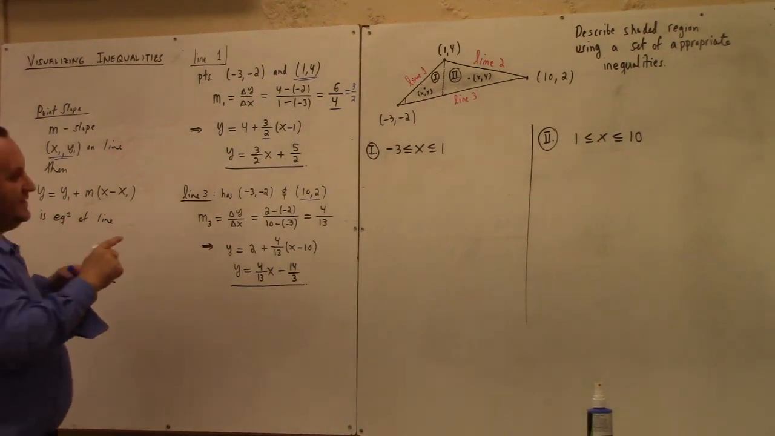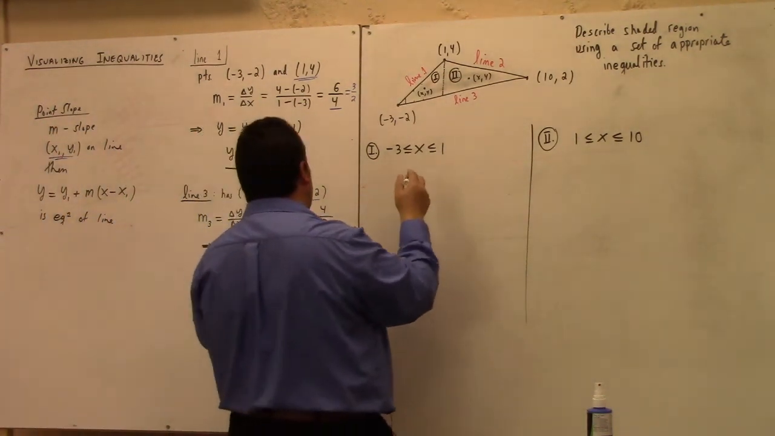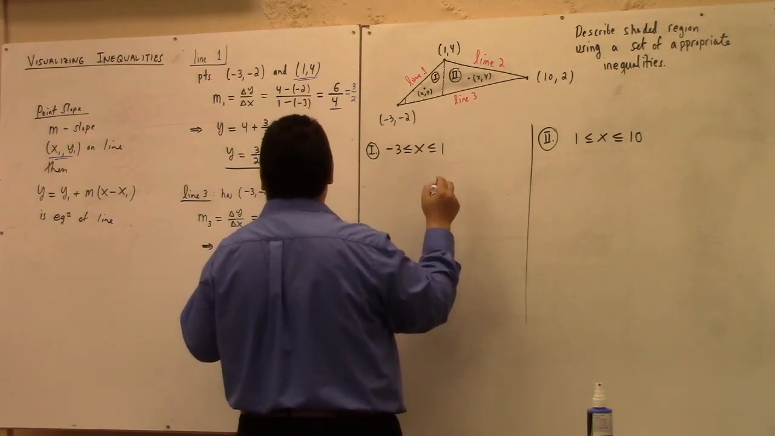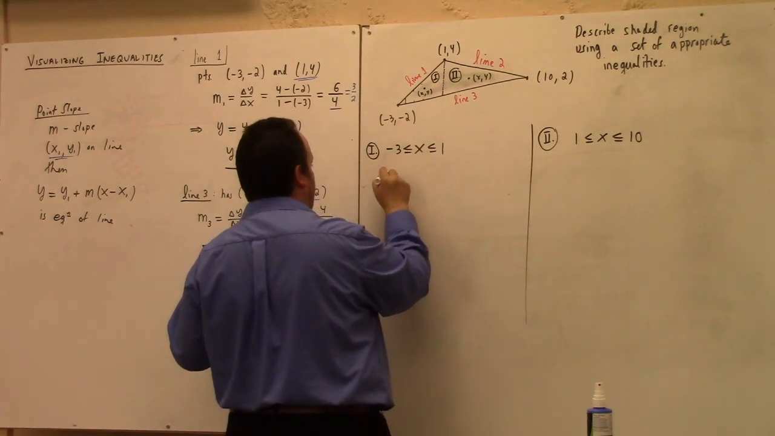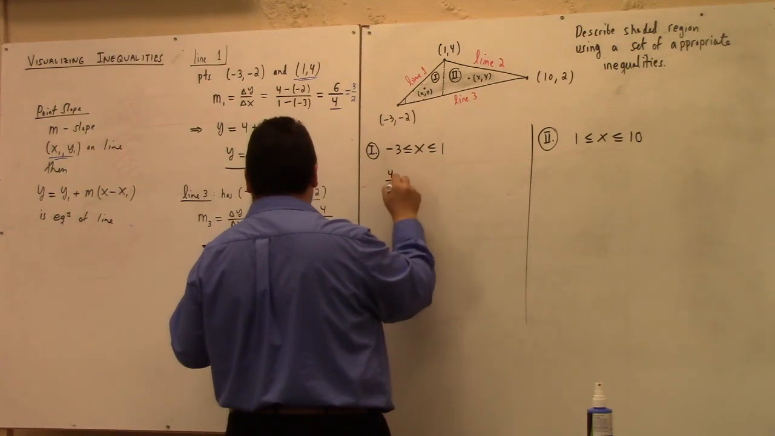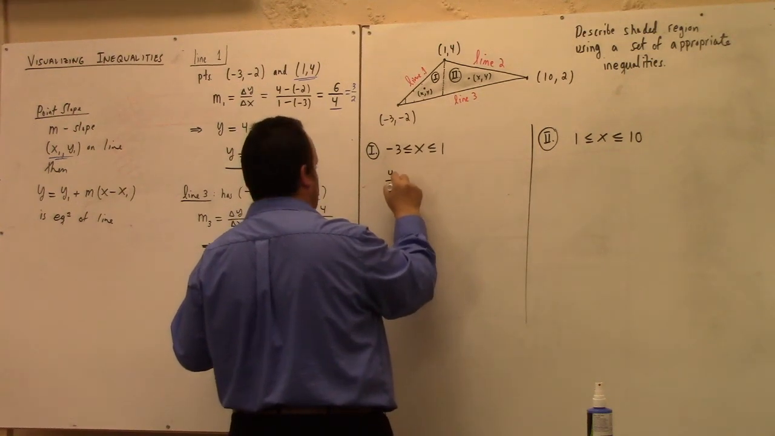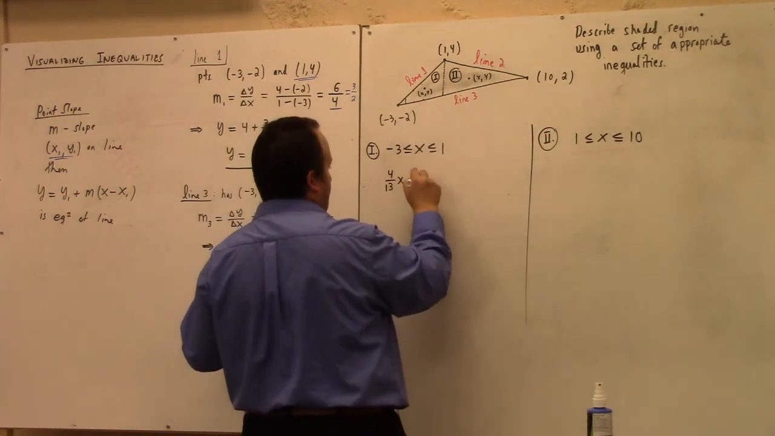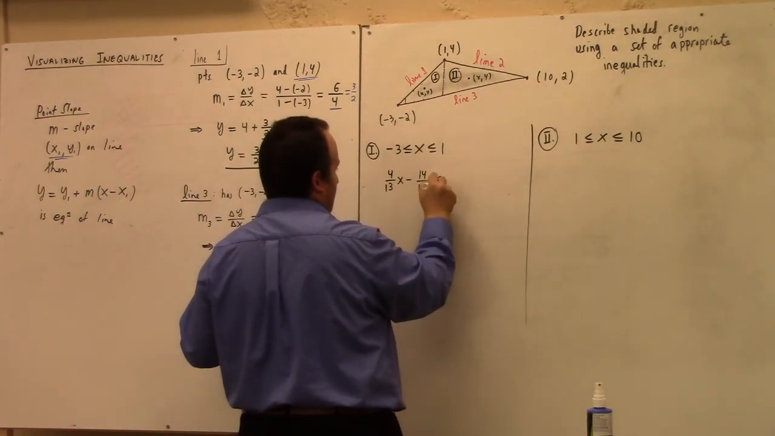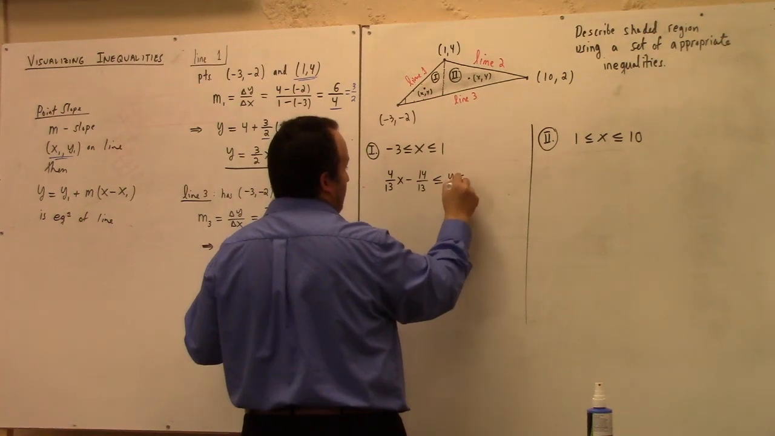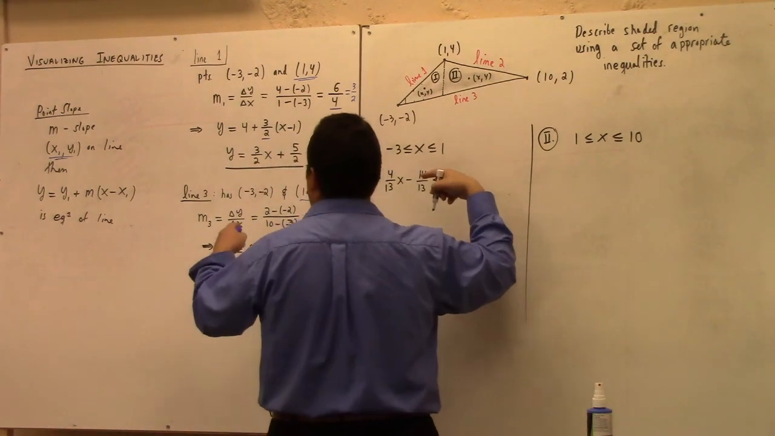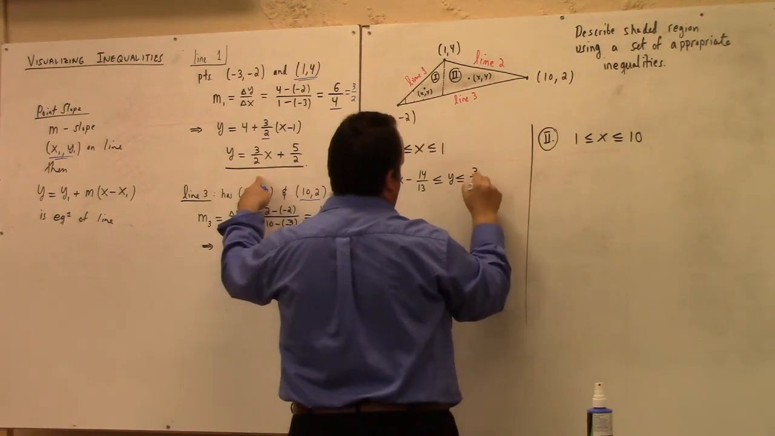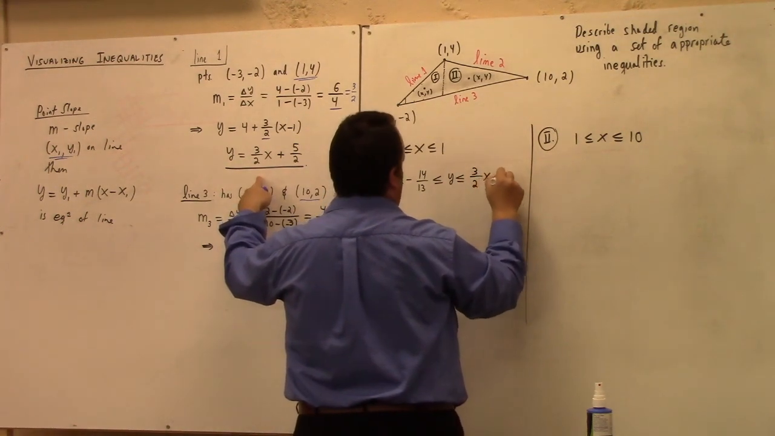So it's minus 3 less than x less than or equal to 1. And what can I say about y? Y is between line 3, so I've got 4/13 x minus 14 over 13 less than or equal to y less than or equal to, what's the upper bound? Line 1, right? Which is 3/2 x plus 5/2.